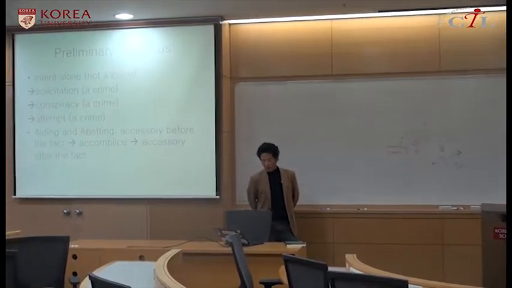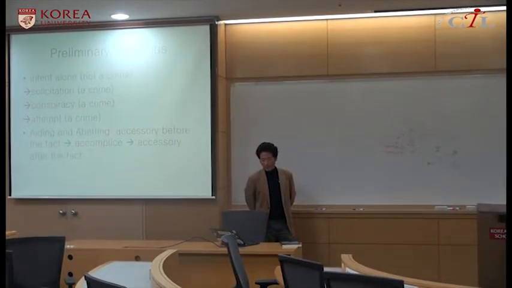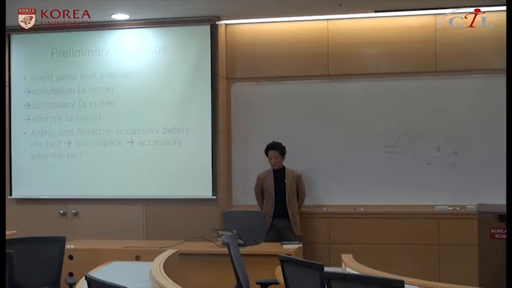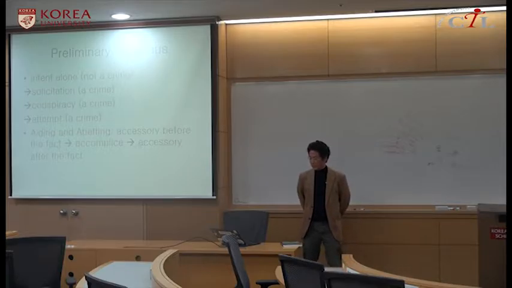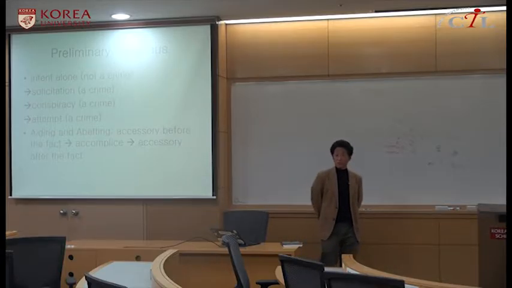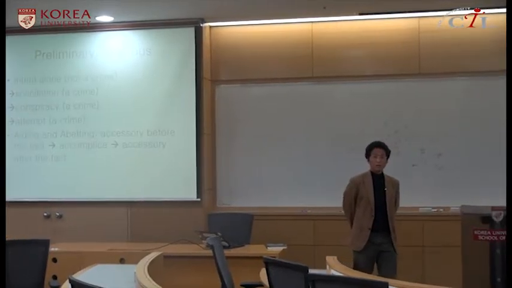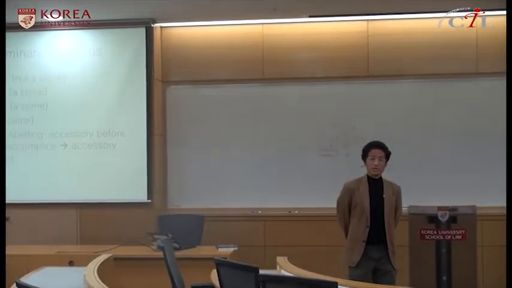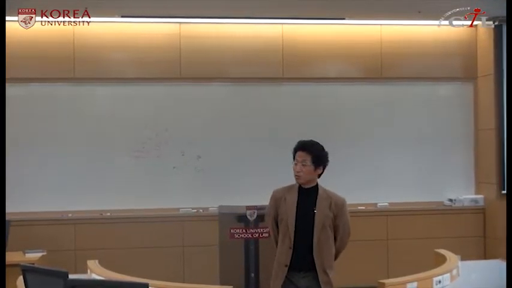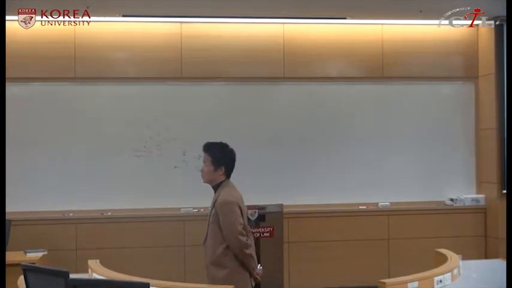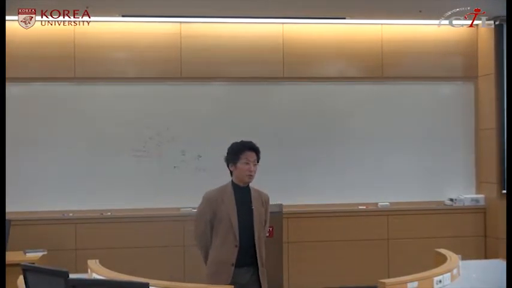자, preliminary vicarious. Intent alone, not a crime. Solicitation, crime. Conspiracy, crime. Attempt, a crime. And on top of that, being an accomplice is also a crime, right? So, aiding and abetting. 그러니까 공범은 이미 다 알고 있죠. 공모, 미수, 교사, 이건 다 별도 범죄인 거 다 알고 있죠.